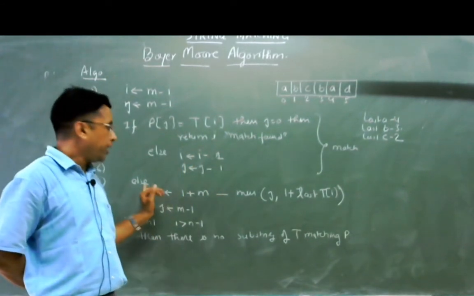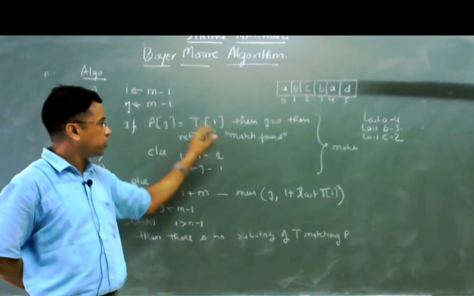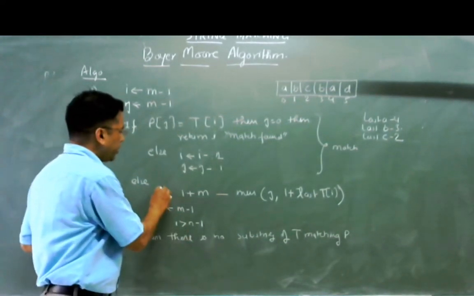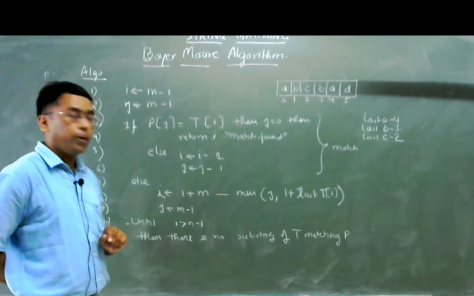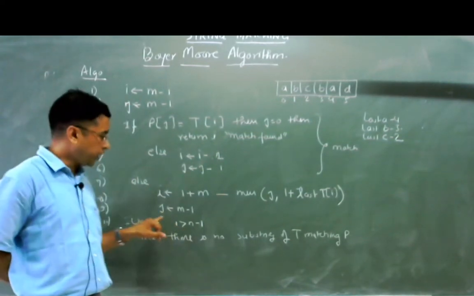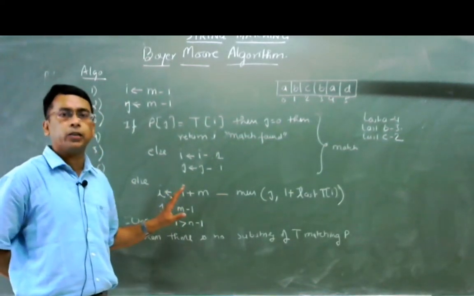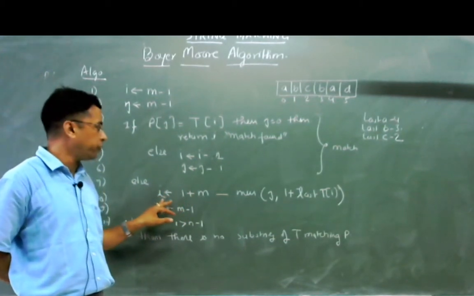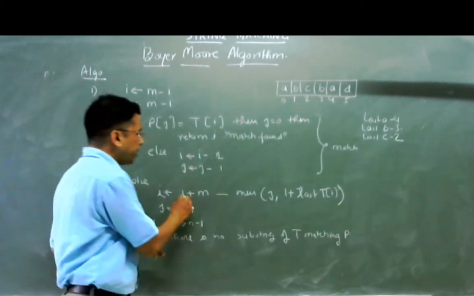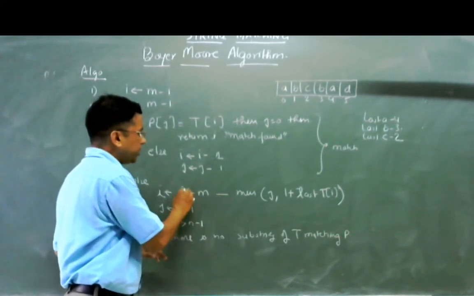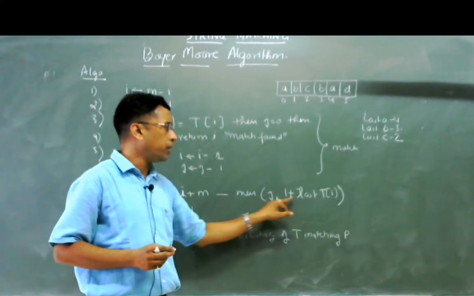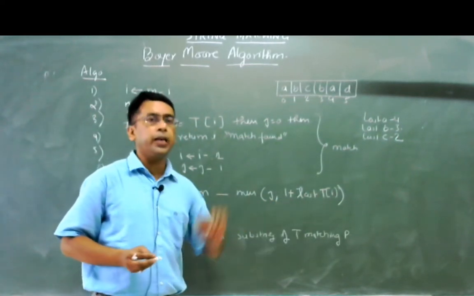And if P[j] is not equal to T[i], in that situation we use a formula to recompute the value of i, but j remains fixed. Here j will remain fixed, equal to m minus 1, but the i value keeps on updating by the formula i is equal to i plus m minus minimum of j comma 1 plus last[T[i]].